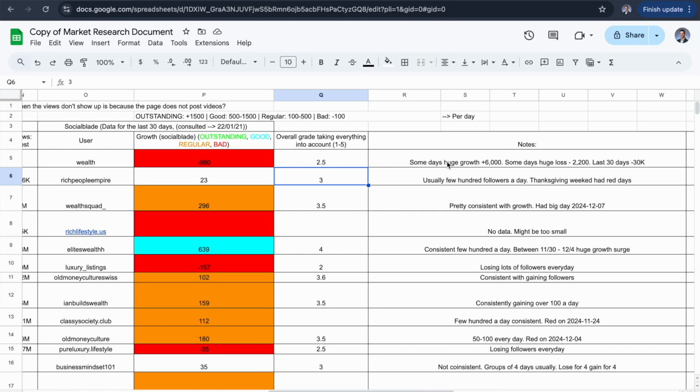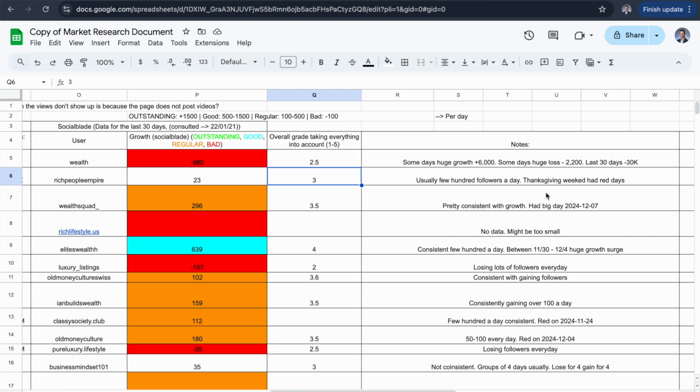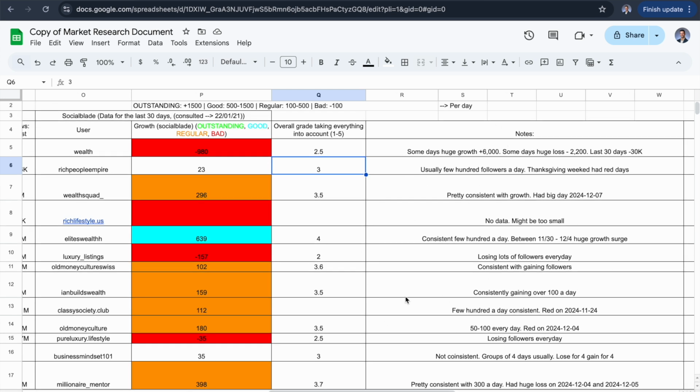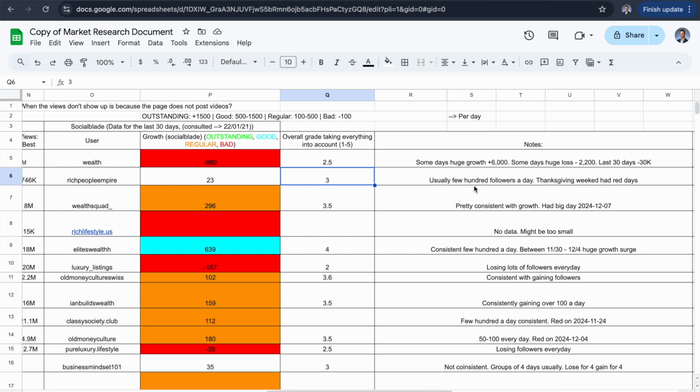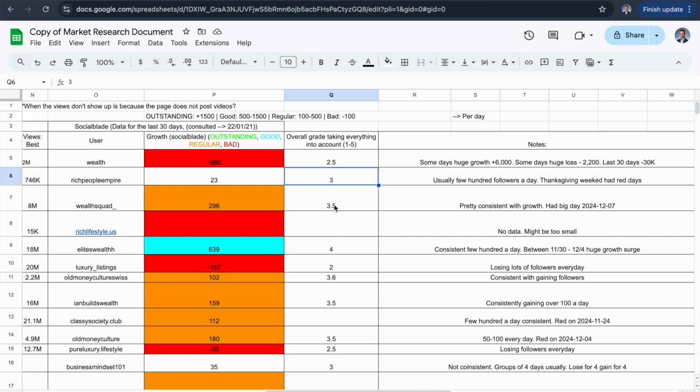And you can see some days huge growth, some days huge loss. Last 30 days, minus 30K, that's huge. Really anything that I noted, I put down. So usually a few hundred followers a day. Thanksgiving weekend had red days, so days where they lost followers. Notes on specific things, like had a big day just on this, so that we can look that up later.